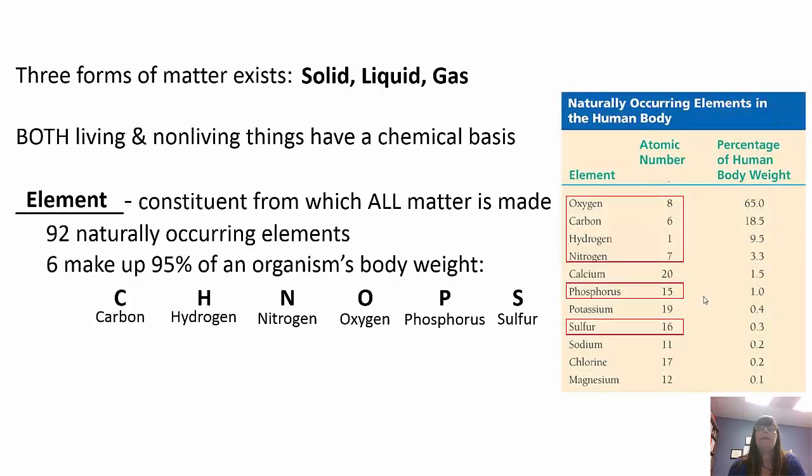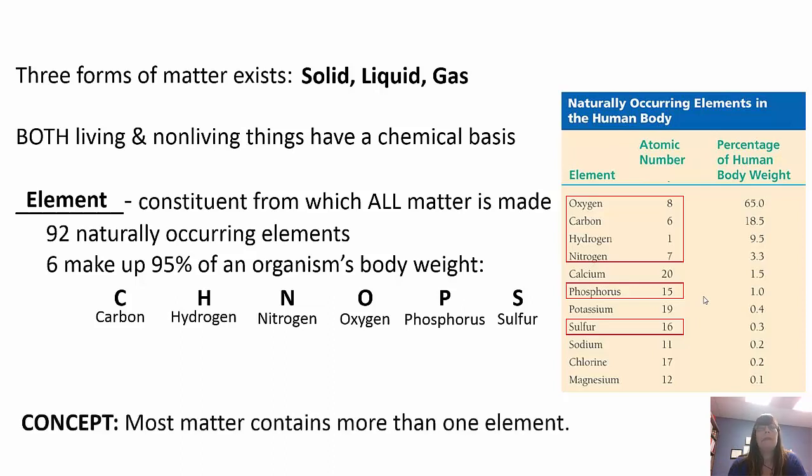These are the naturally occurring elements in the human body. You can see the 6 that we're going to focus on surrounded in red. If you go on to an anatomy class, calcium, potassium, sodium, chlorine, and magnesium all become important. But for our purposes, oxygen, carbon, hydrogen, nitrogen, phosphorus, and sulfur are the big ones. Most matter is made up of more than one element, so keep that in mind. The elements are going to interact.